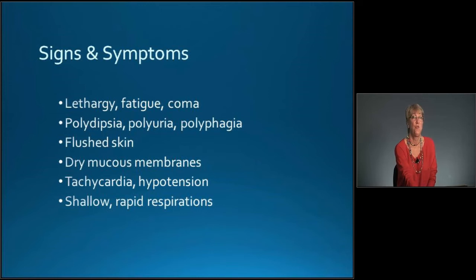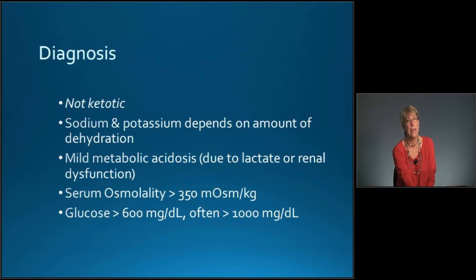They've got this dry, flushed skin and dry mucous membranes. They're just dehydrated. So you see tachycardia and hypotension, which goes along with that. But they're not acidotic, so you don't have those Kussmaul's respirations. Instead, you have these little shallow, rapid respirations instead of the deep, rapid respirations. Again, it's not ketotic. The sodium and potassium loss depends on the amount of dehydration. You may see a mild metabolic acidosis, and that's usually due to lactate or renal dysfunction.